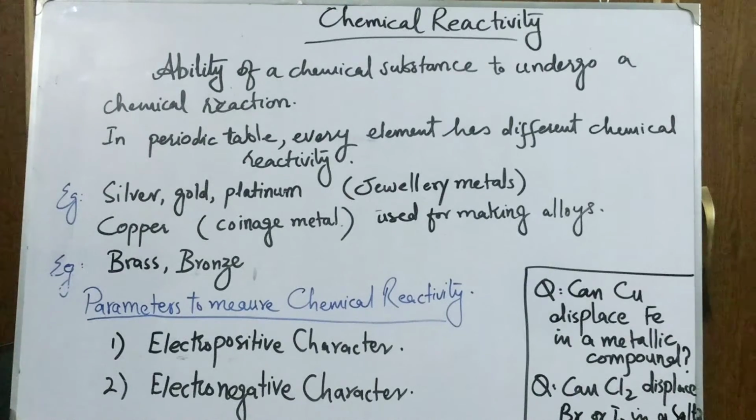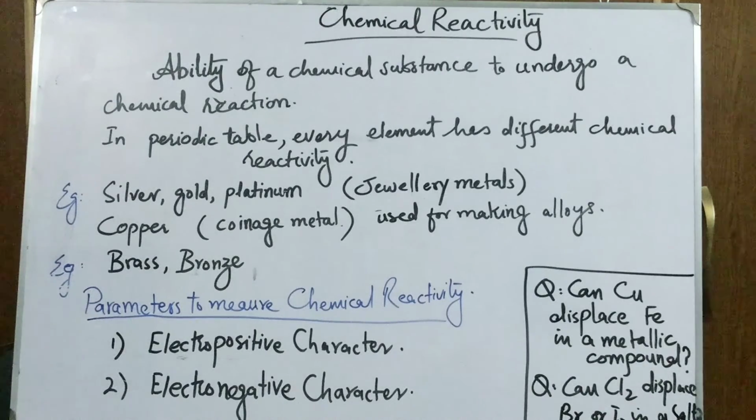As copper is less electropositive than iron, that is why copper cannot displace the iron in the chemical reaction. So this indicates that iron is more reactive than copper. That is why copper has no ability to displace or replace the iron in the chemical reaction.